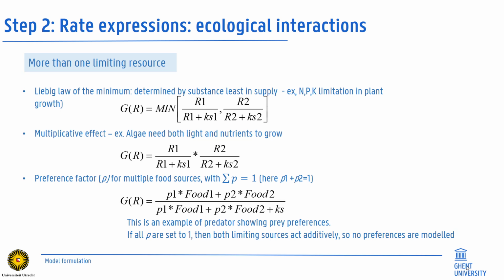Finally, resources may be subject to preference of the consumer. In this example, two resources are preferred at rates P1 and P2, and these are additively included in the functional response. Without preferences, P1 and P2 are 1, and both sum to the total resource availability and need not be defined separately.